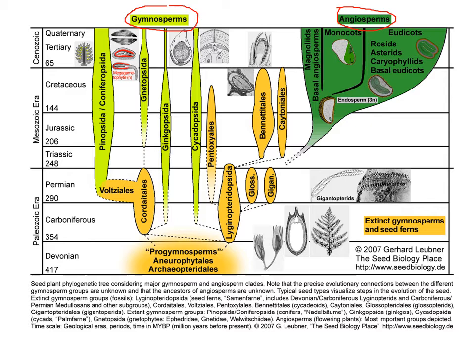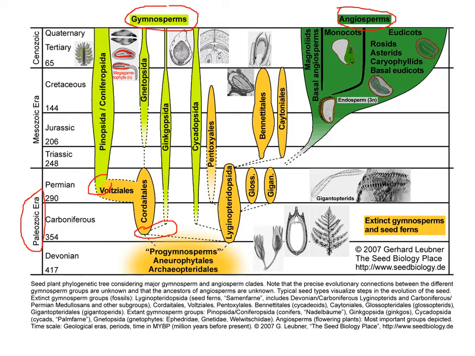And gymnosperms are quite ancient, right? So you can go way back here in the Paleozoic and you can look back 350 million years in the Carboniferous period and you can see early gymnosperms. And in fact, you can look back quite far into the Permian and you can start to see things like early conifers and things that look quite a lot like pines and spruce of today.